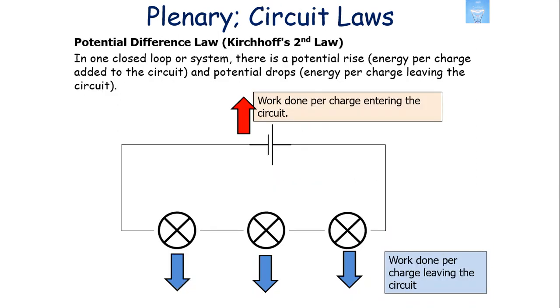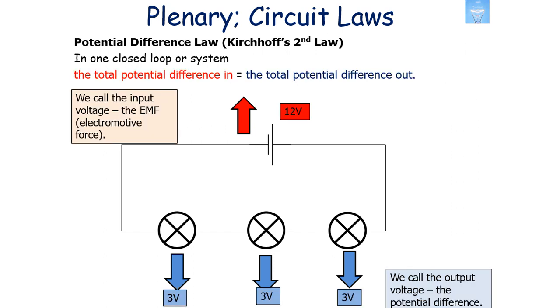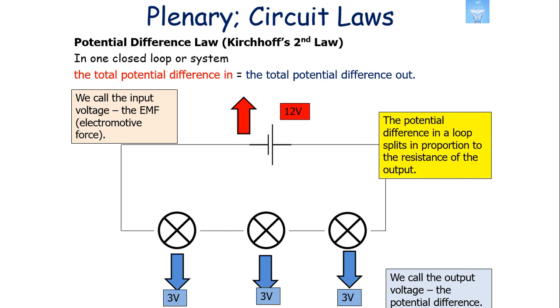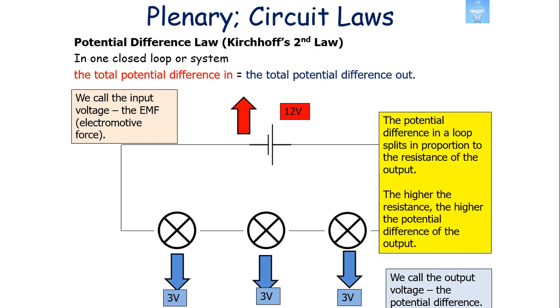those particular ideas. Now, in one closed loop or system, there's a potential rise, an energy per unit charge added to the circuit, and there's a potential drop. There's an energy per charge leaving the circuit. Now, in a closed loop or a closed system, the total potential difference in equals the total potential difference out. So the potential difference in the loop will actually split in proportion to the resistances of the output. So the higher the resistance, the higher the potential difference of the output. So if the resistance is double, the potential difference is double.